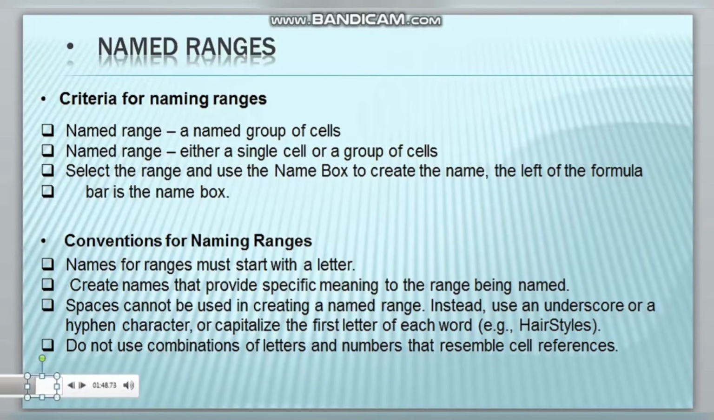So you will see the dancing ants. That means the range has been selected. So this is the advantage of navigating between workbooks or worksheets. Now we will discuss renaming of ranges.